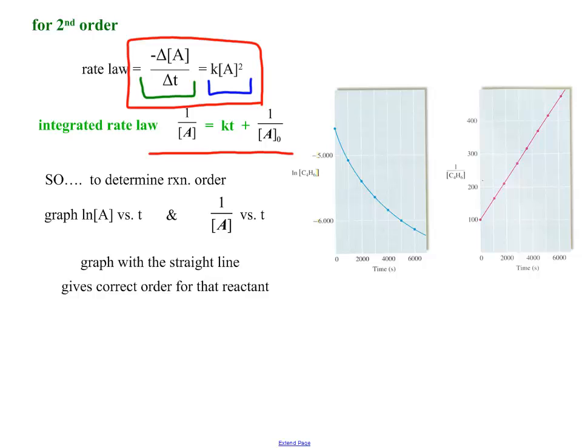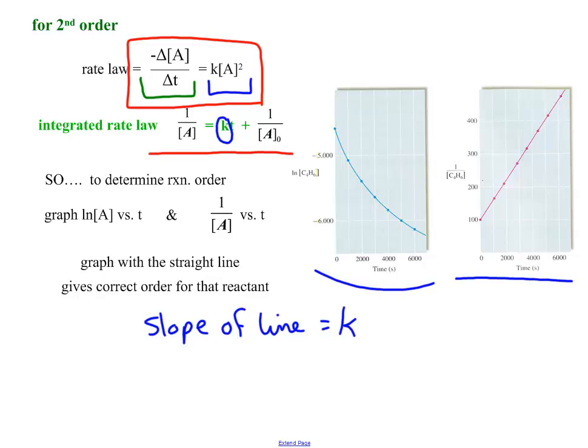So I can try graphing natural log of concentrations. If I do that, I'm going to get a graph that looks like this, that I have a curve. However, if I graph 1 over the concentration versus time, I get a graph that looks like this. So this is linear. Again, since it's linear, since I have a straight line equation, the slope of my line is going to be the rate constant. So I have an easy way to find the rate constant if I know my reaction is first order or if I know my reaction is second order.